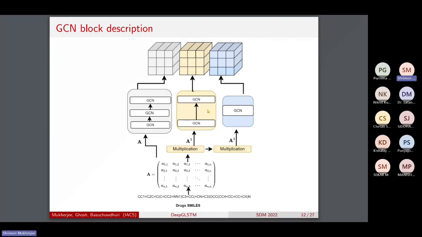And similarly here, the number of GCN layers reduces by 1. Similarly, for this GCN block, if we apply A cube on a single GCN layer, then it will compute A to the power 4. So this is the main intuitive motivation for why we have applied A square and A cube in the GCN encoder.